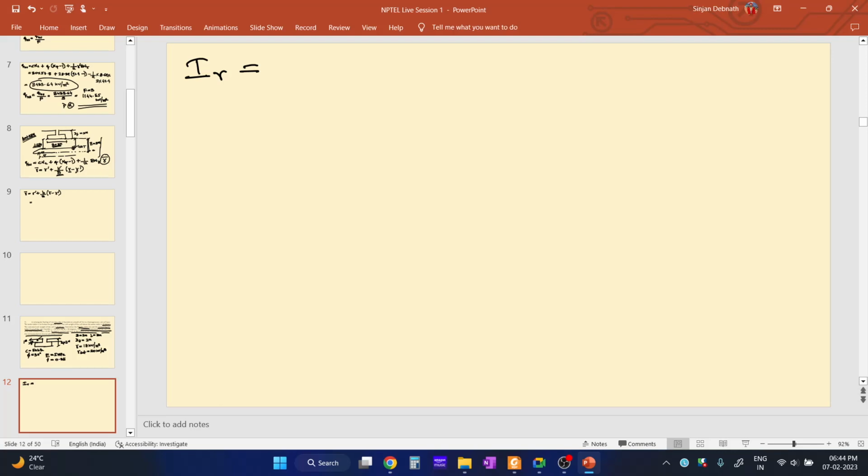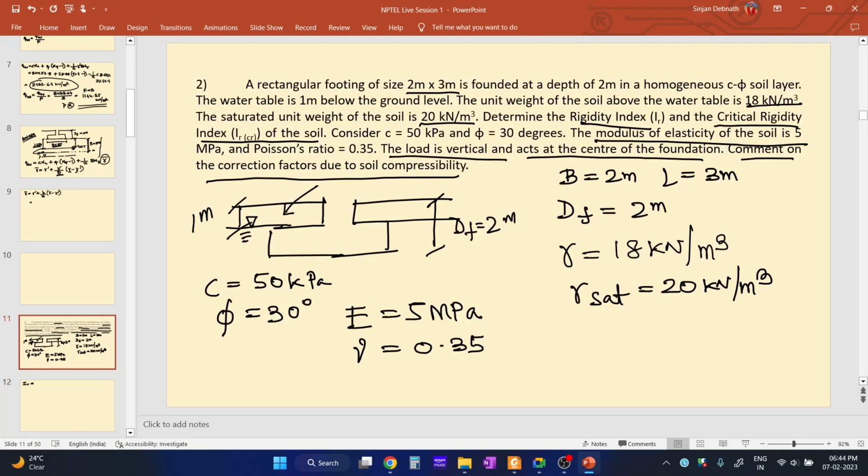In basic bearing capacity theory, we know about soil compressibility, right? When Terzaghi derived the bearing capacity theory, he considered that the soil is incompressible, but that is not right. Soil is compressible.